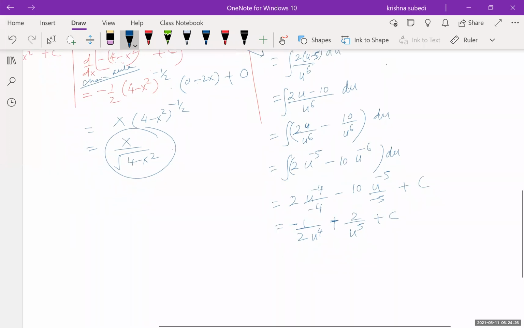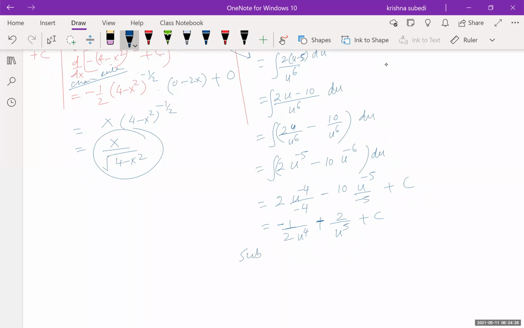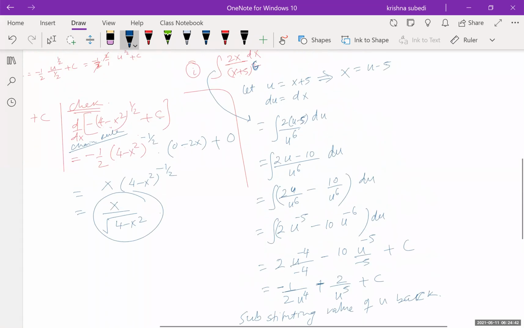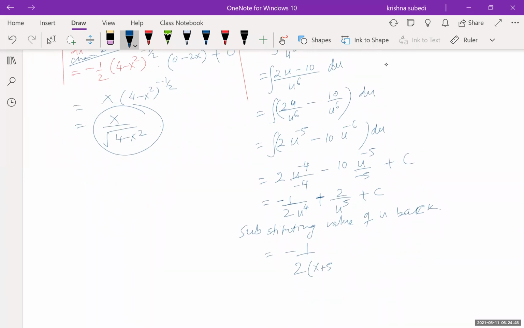Done. Now substitute the value back. Substituting the value of u back, you're going to get negative 1 over 2. u means, what is u? x plus 5. So this is negative 1 over 2 times (x plus 5) to the power 4, plus 2 over (x plus 5) to the power 5, plus c. That's it. Any question?